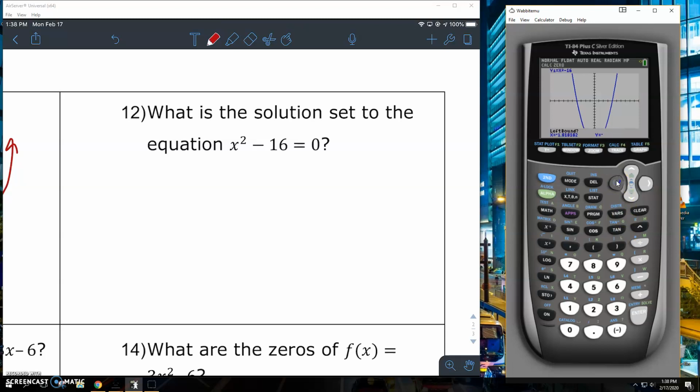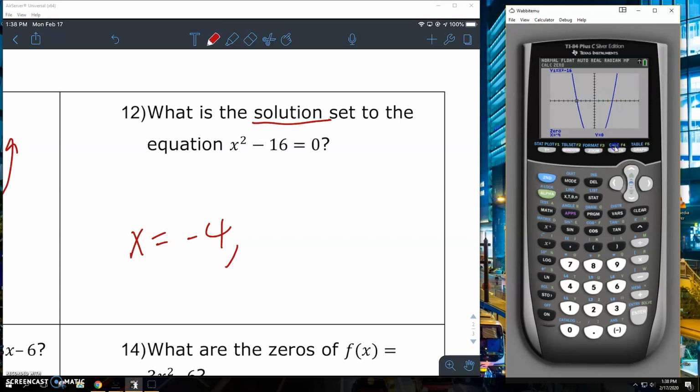The first thing I'm going to do is move to where I think my x-intercept is. When I get there, I'm going to go left 3, and then right 6. Once it says guess, you press enter, and I get my first 0 is at -4. Because it asked for the solution, I can say x equals -4, and now we're going to find the other one.